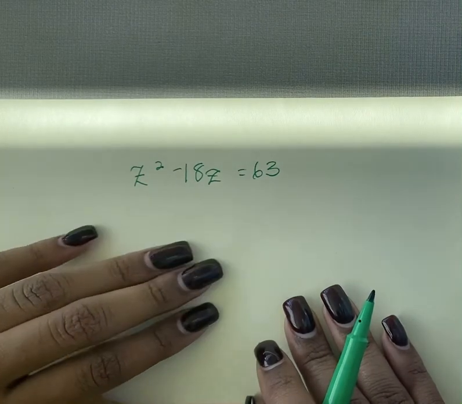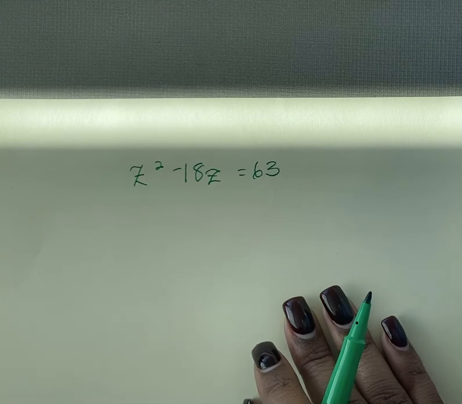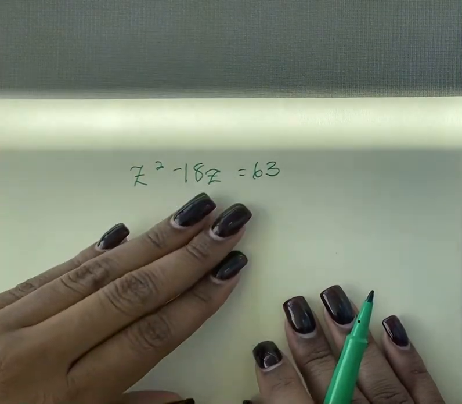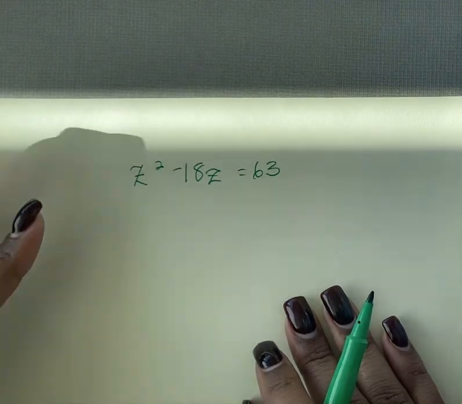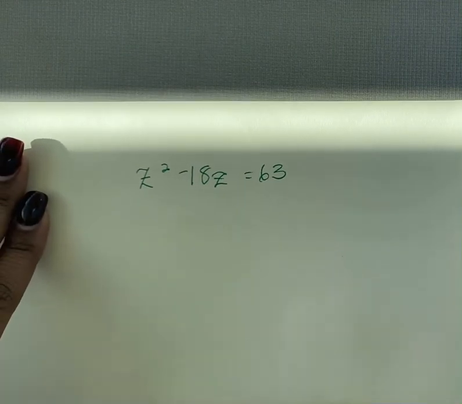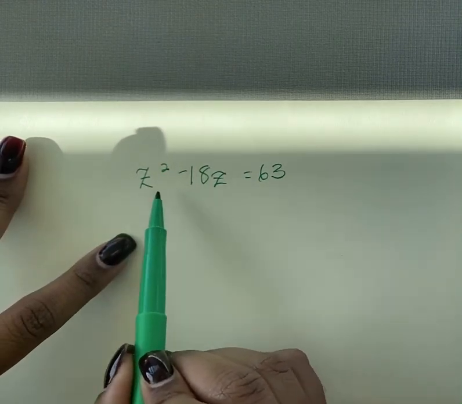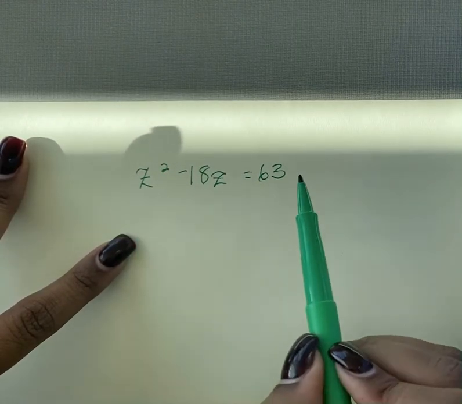So the first thing you're going to do, once you've done that, is move everything that has a variable to one side, meaning anything that has a z in this case will be on the left side, and anything that does not, which means it is a constant, will go on the right side. And so in this case, it's already done. On my left side, I have all my terms that have z, and on my right side, I have my constant.